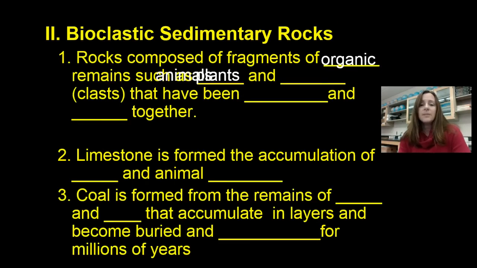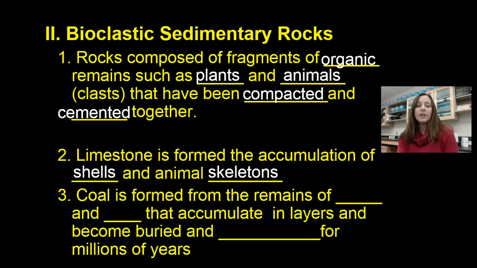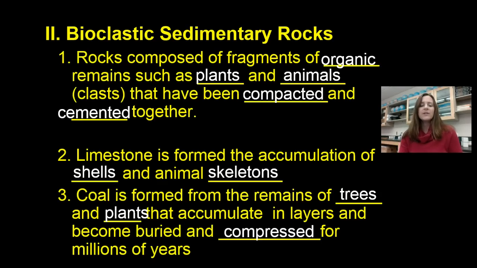So the other type of sedimentary rock that we have is bioclastic. And if you see the word bio means life. So bioclastic sedimentary rocks actually are composed of fragments of organic remains like plants and animals, clasts that have been compacted and cemented together. Limestone is formed from an accumulation of shells and animal skeletons. And coal is formed from the remains of trees and plants that have been accumulated in layers and buried deep under the ground, and it's been compressed for so many millions of years it actually forms coal.